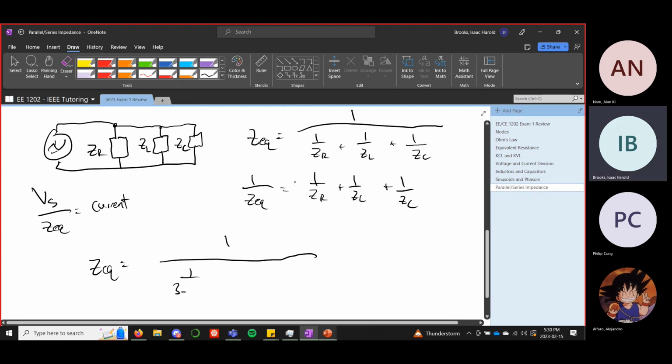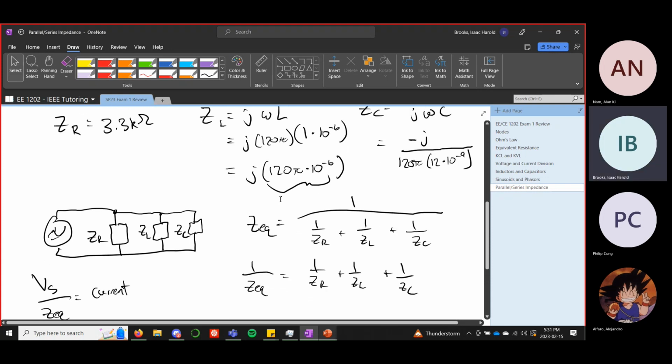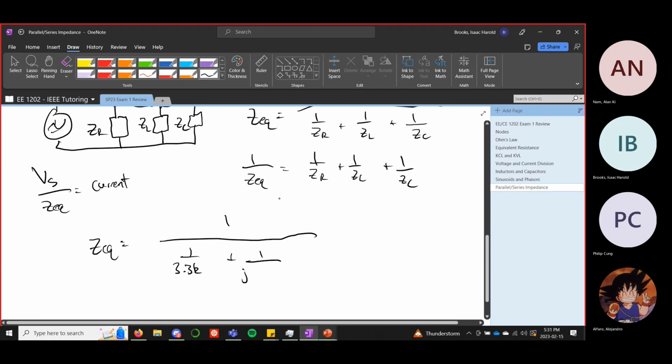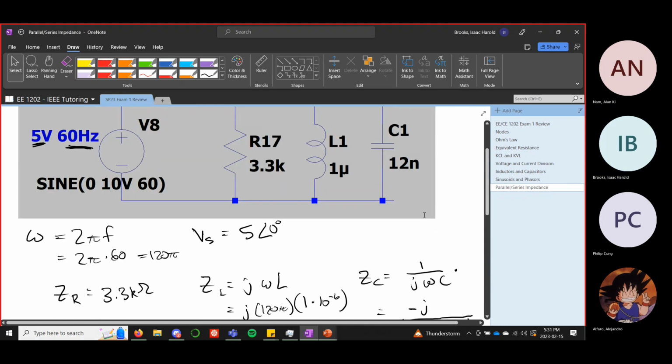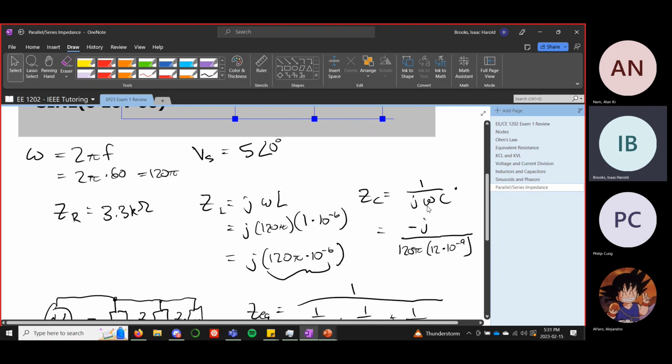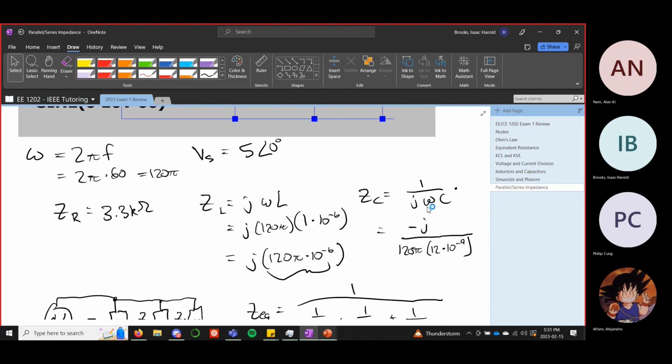One over ZR was 3.3K. ZL was j times 125 times 10 to the negative 6. And ZC was, this is where it's sometimes nice to not flip it. You have to convert each individual one to polar, so you can take the reciprocal, and then convert back to rectangular, so you can add them, and then convert back to polar, so you can take the reciprocal again. You can. That is a lot of work, though.